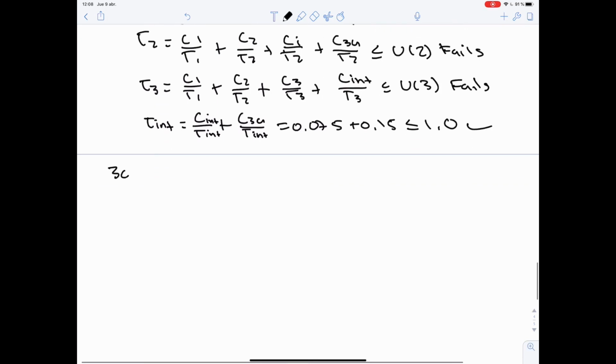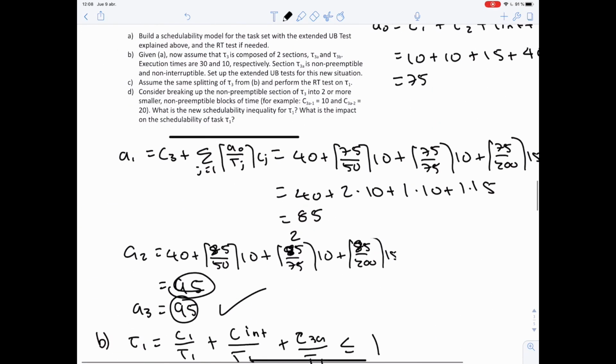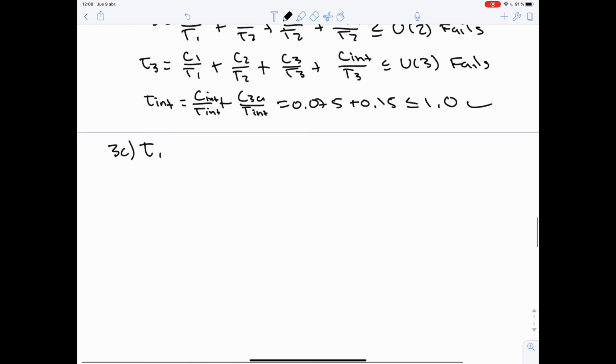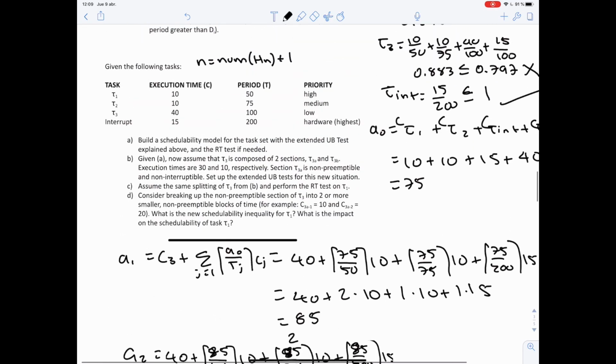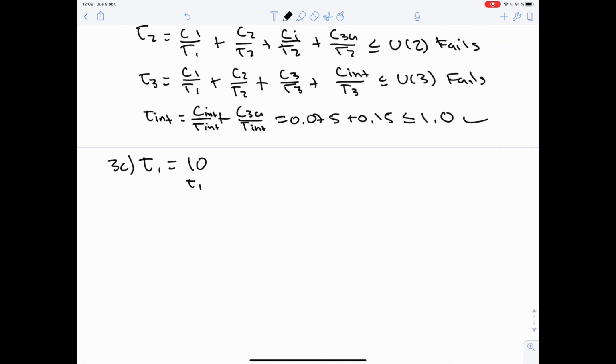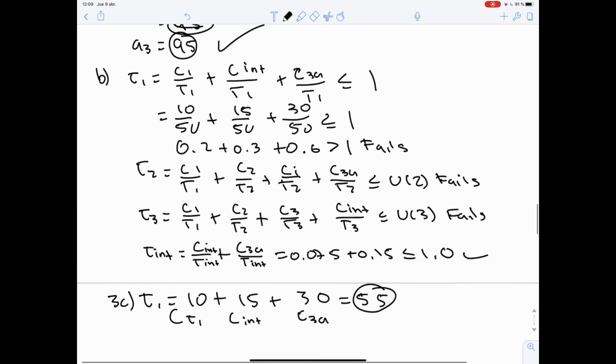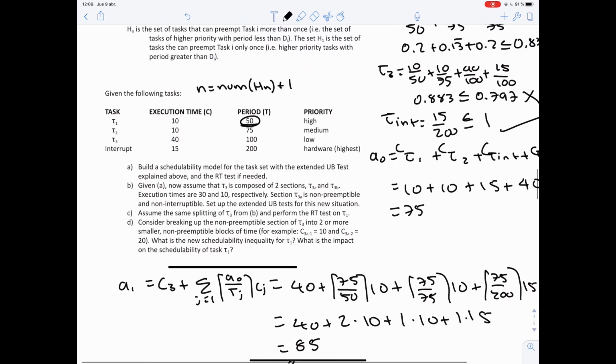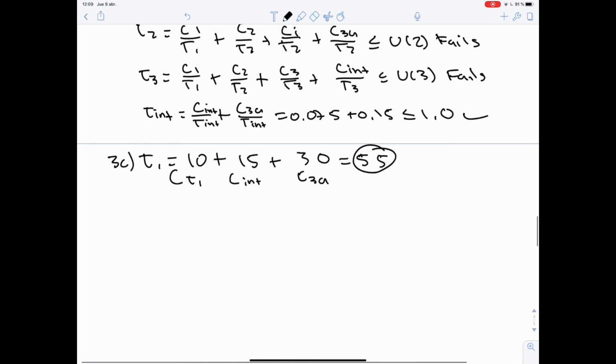So now we're asked to perform the RT test on task 1. In this case, we want to go with all the higher priority tasks than it, and that'll be itself. So task 1 is this one, the cost of task 1. We're going to have the cost of the interrupt, and we're going to have the cost of the 3A. And this will give us 55. And 55 is actually greater than the period of task 1. So this means that it is not schedulable at all.